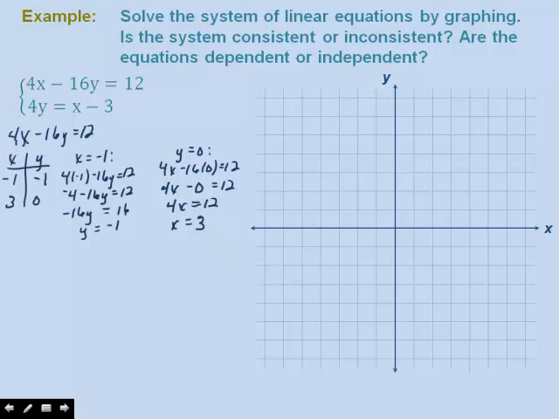So for the first one, we have -1, -1, which means we're starting at the origin. We're going to the left 1 and down 1. And then we have the point 3, 0, which means we go to the right 3 from the origin, and then just stay there on the x-axis. Okay, so here's our first line. Now let's find 2 points for our second line.